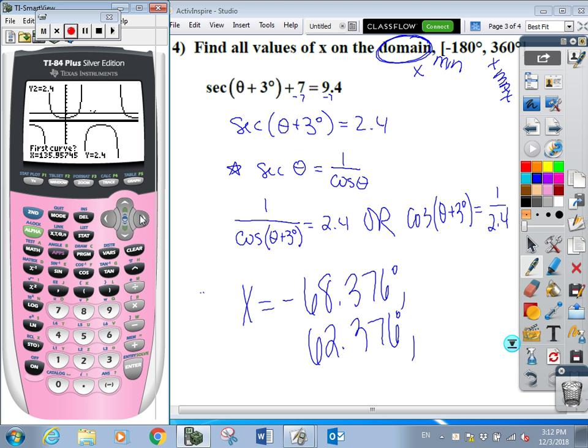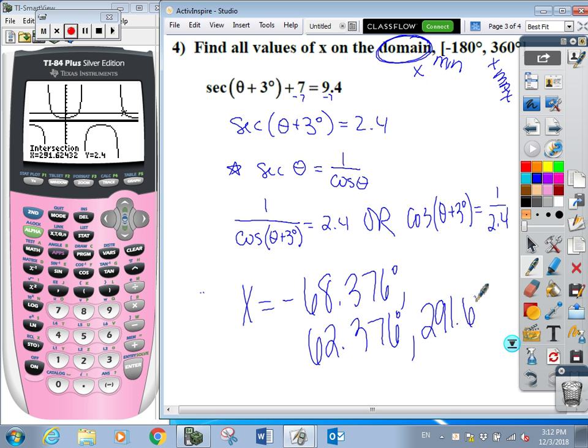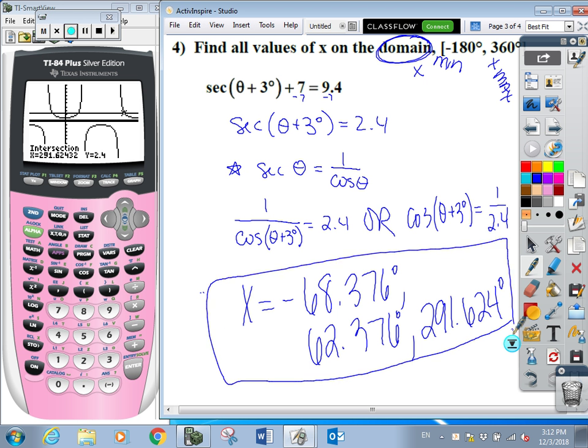Again, I want to travel on the straight line because straight lines are faster to get places. And I want to be sure that I'm on the inside of that so it doesn't kick me down to the bottom. Enter, enter, enter. 291.624 degrees. And there are all the answers on that interval. If you had taken negative 68 and added the 360, you would have gotten 291.624. So that's always a method also.